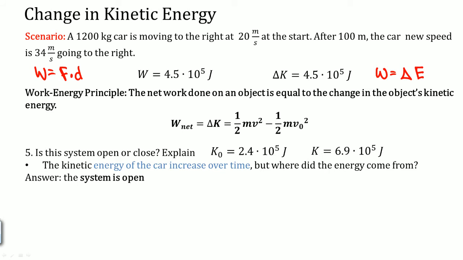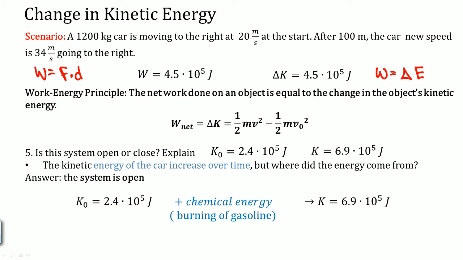How is it open? Well, our initial was 2.4 times 10 to the 5th, but our final was 6.9 times 10 to the 5th. What happened? There was an increase in the energy. Where is it coming from? The burning of gasoline. The system gained energy by burning of the gasoline. The system was open. Energy came into the system. That's the only reason why kinetic energy could increase.